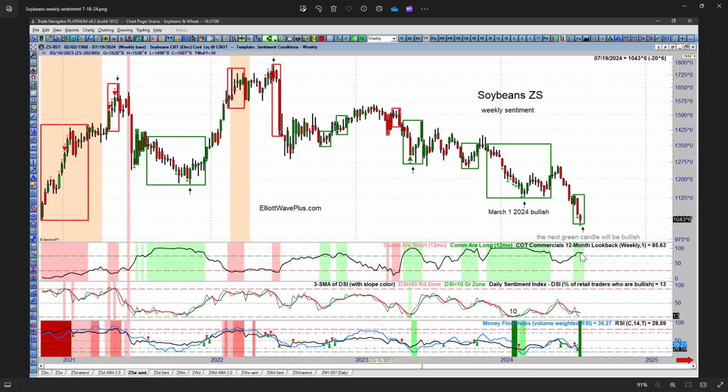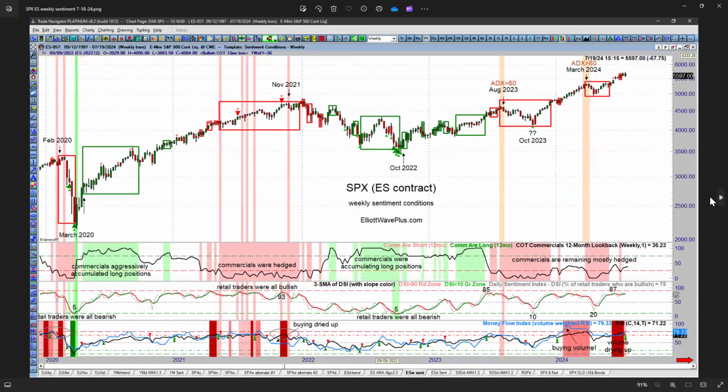Soybeans. So commercials are heavily long, retail heavily short. That's bullish. As soon as we get a green candle within this green box, we don't have it yet, and the reason is because this 3-period moving average of the DSI hasn't started sloping to the upside yet. But that's rather imminent. So I've made this note on the chart. The next green candle will be bullish.